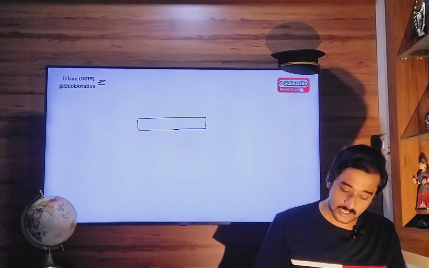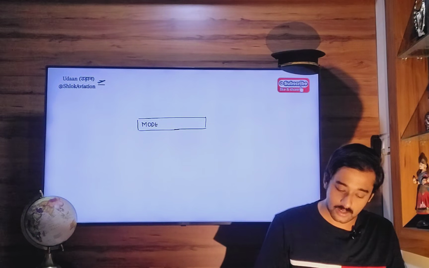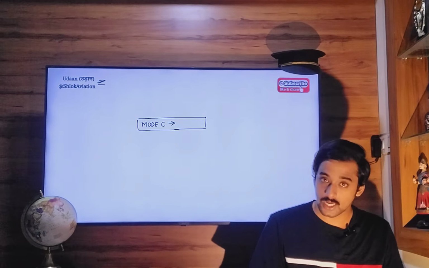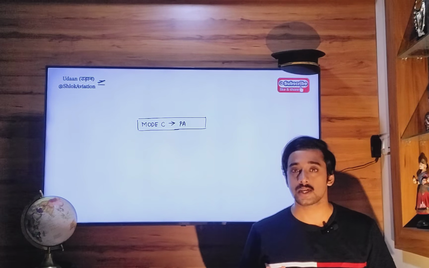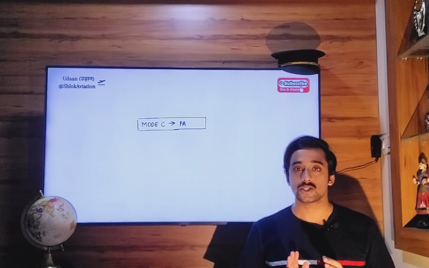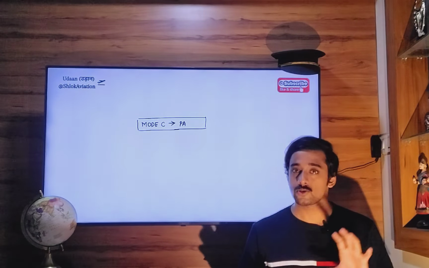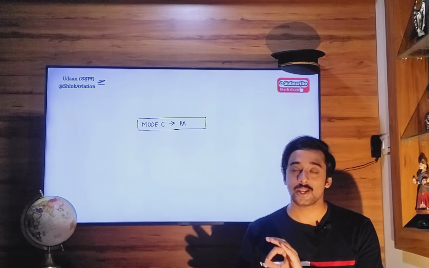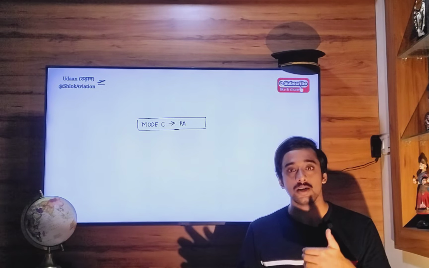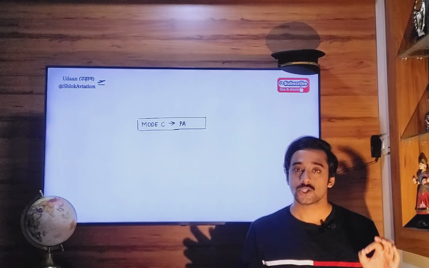This transponder is mode C capability equipped. That means it is able to transmit the pressure altitude of your aircraft to the ATC controller. It will directly transmit the pressure altitude of your aircraft to the ATC controller. So irrespective of the altimeter setting in your altimeter, the transponder is equipped to transmit the pressure altitude of your aircraft.